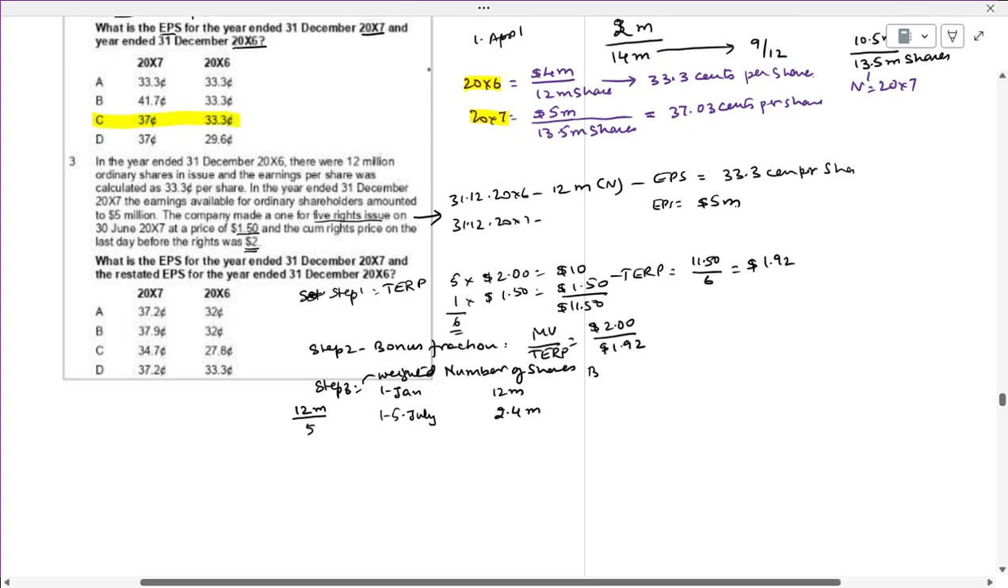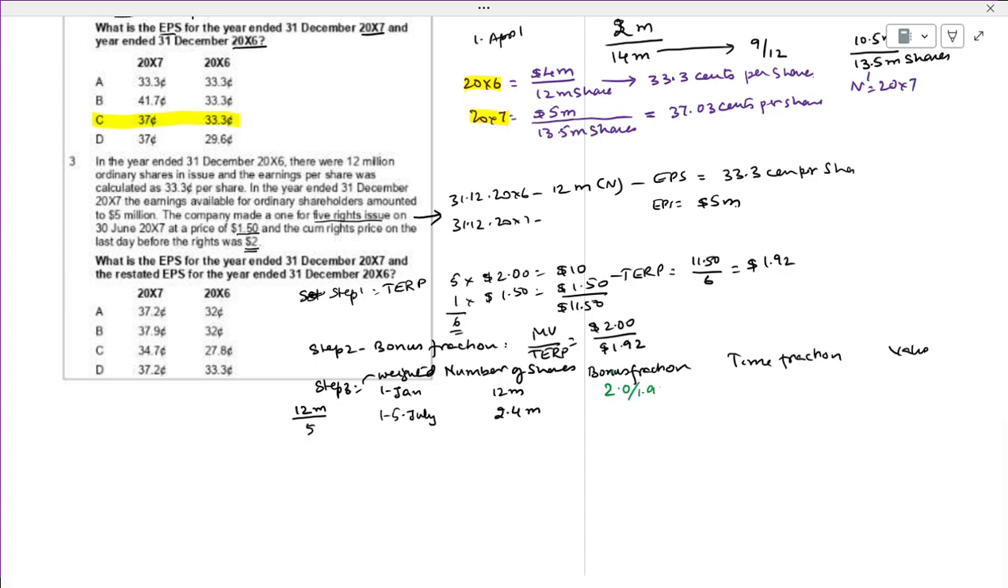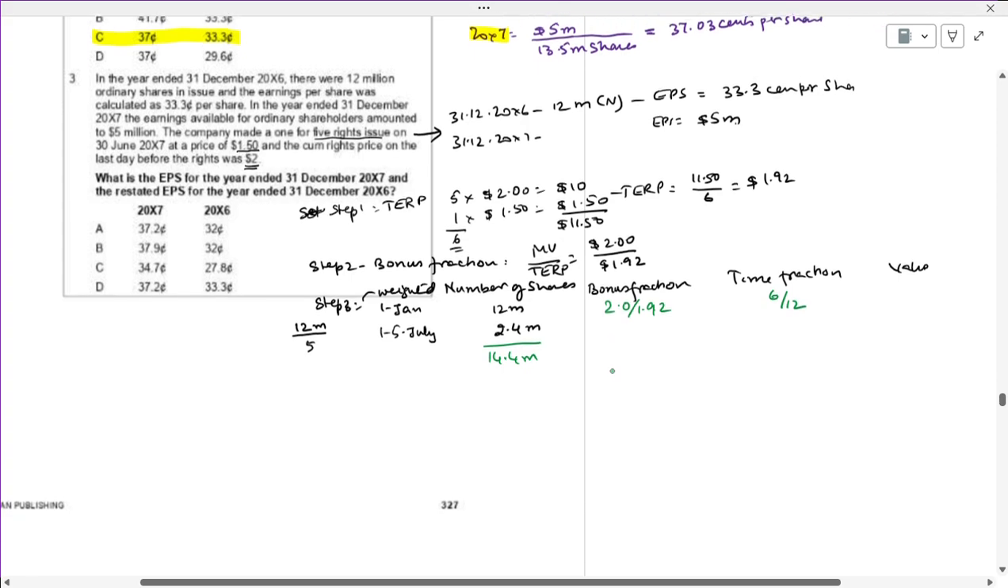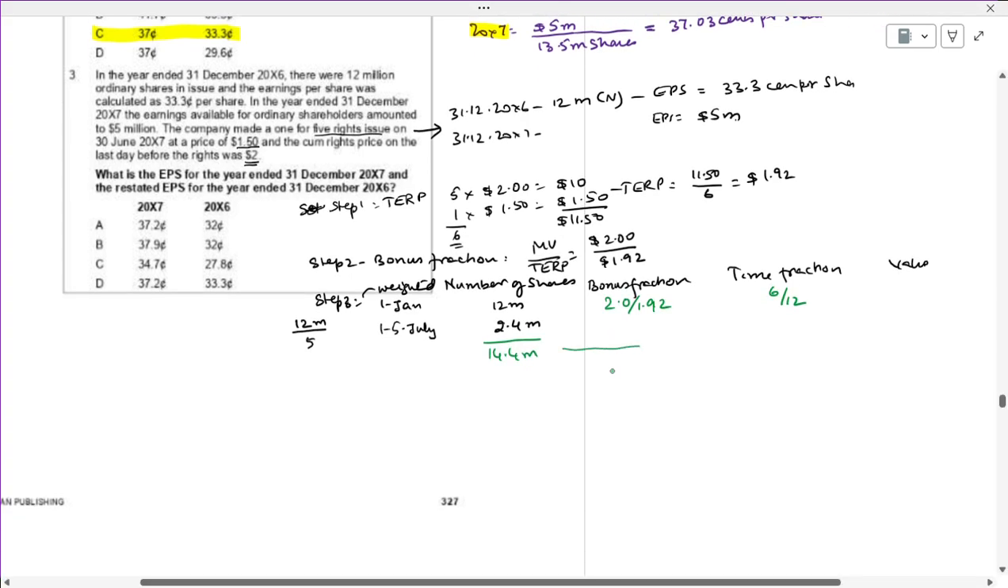You have to take the bonus fraction and the time fraction when doing the theoretical ex-rights price. Bonus fraction is how much? 2 divided by 1.92. This is 6 months, so 6 by 12. Total is 14.4 million. What is the time fraction? Time fraction is 6 by 12. How much will you get? Tell me fast.